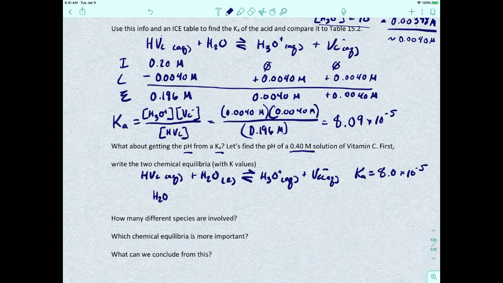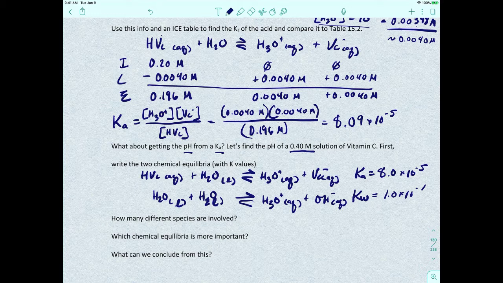You're going to have water reacting with water. Okay. And I apologize, I put aqueous. I'm used to writing that. So it's going to be liquid. So H2O is in equilibrium to form H3O+ and OH-. Okay. And that expression, that Kw, is going to be 1.0 times 10 to the minus 14th.